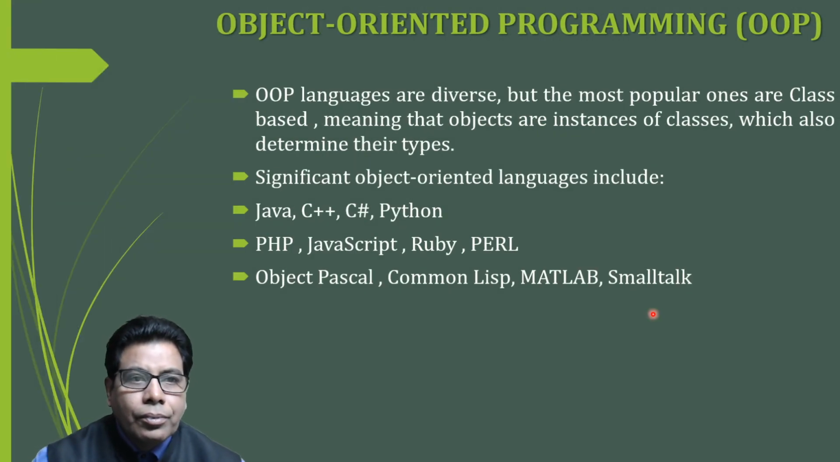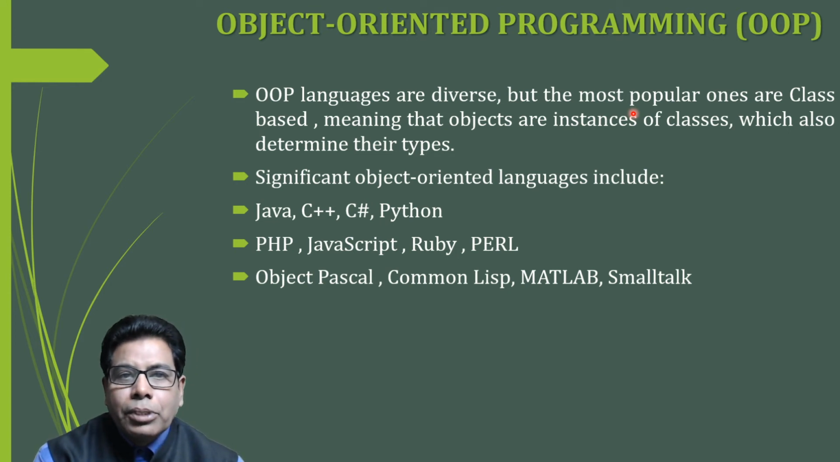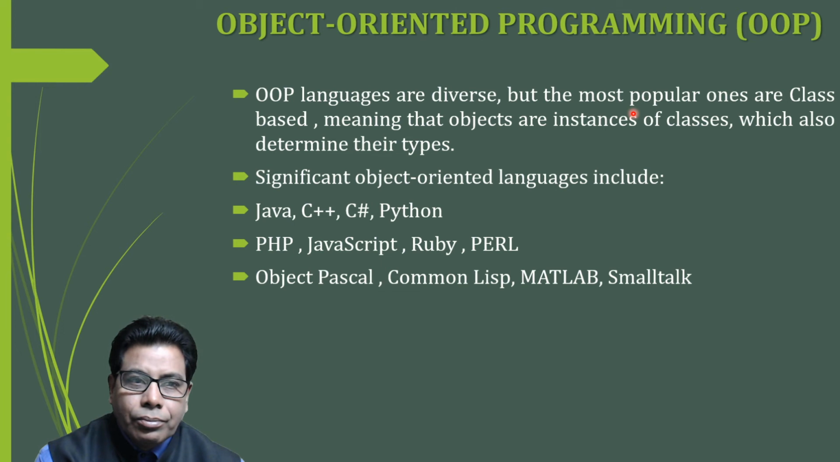Then let us go further. The OOP languages are diverse, but the most popular ones are class based. Here, first we declare the class and then we make the instances of the class, which will be of that particular type. For example, now you are sitting in a class, and each one of you is a member of that class. You have your name and roll number. These are your attributes. So each one of you becomes an instance of the class.